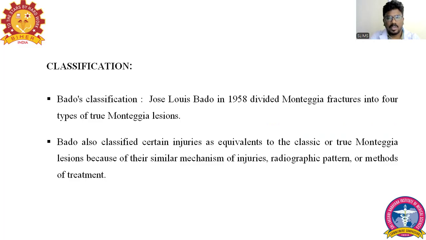The most common classification we use is the Bado classification, which was described by Jose Luis Bado in 1958, who divided it into 4 components based on the types of fractures, the patterns, and the mechanism involved. Bado classified certain injuries as equivalents to the classic or true Monteggia lesions because of the similar mechanism of injury, the similar radiographic pattern, or the methods of treatment. They are also most commonly seen.